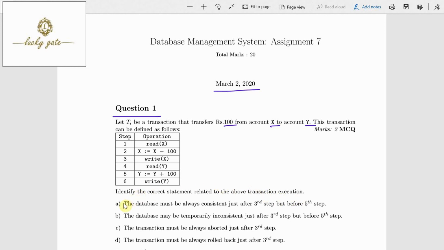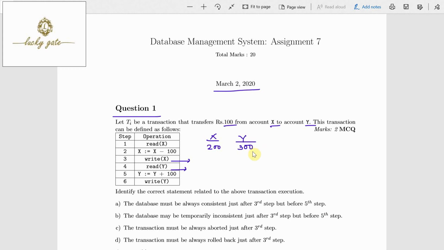Option A given: the database must be always consistent just after the third step but before the fifth step. After third and before fifth step. Now see what is the value of X and Y. Assume the value of X is 200 and the value of Y is 300.